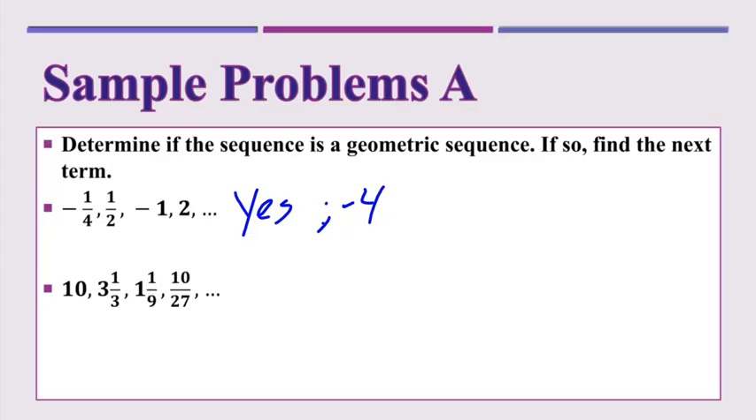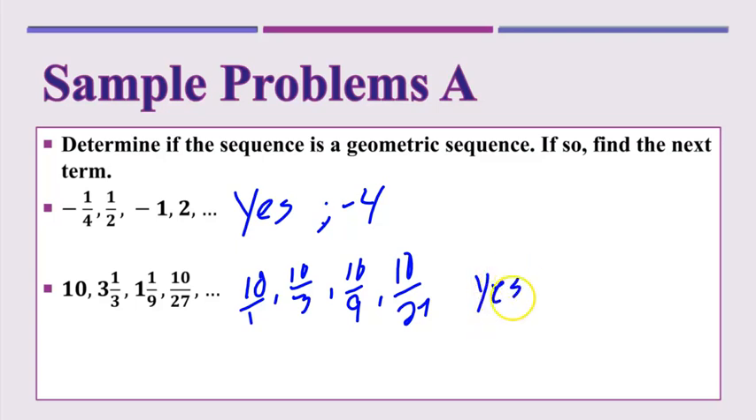Next we have 10, we got 3 1/3, we got 1 1/9, and we got 10/27. Now this might make it a little bit easier if we rewrote this. So this would be 10, 3 times 3 is 9, plus 1 is 10, so 10/3, 10/9, 10/27. And this is really 10/1. So really, I'm multiplying every fraction by 1/3. So yes, this is a geometric sequence.